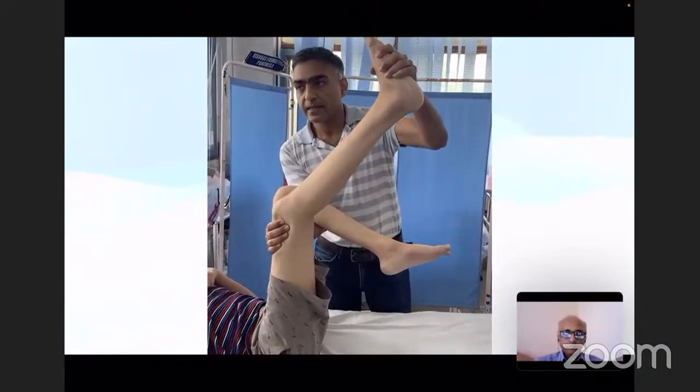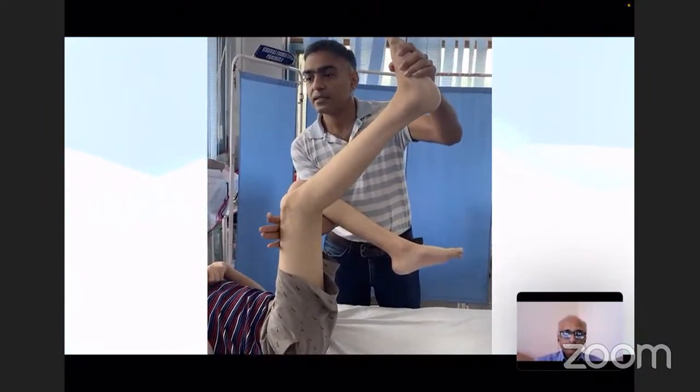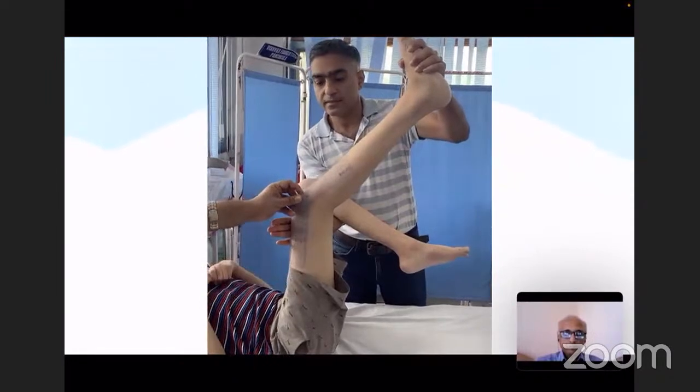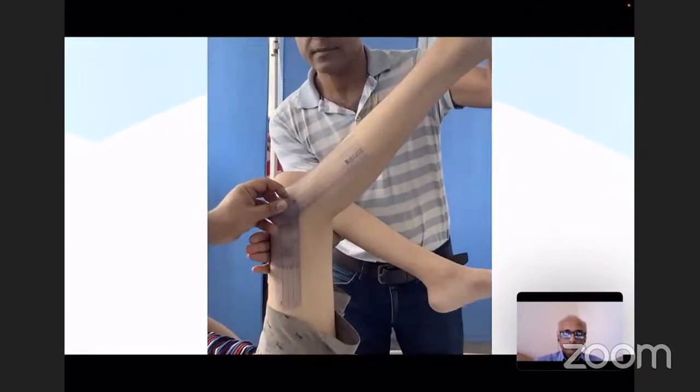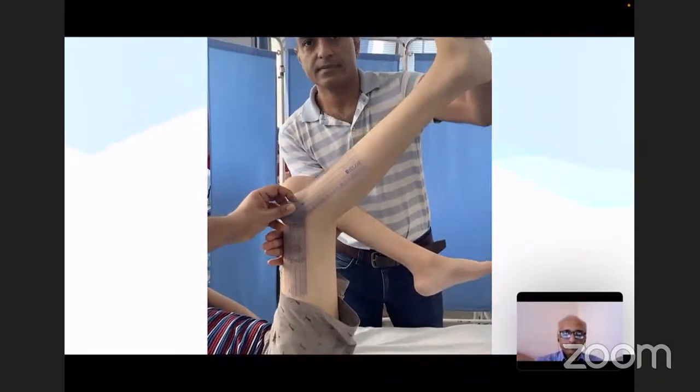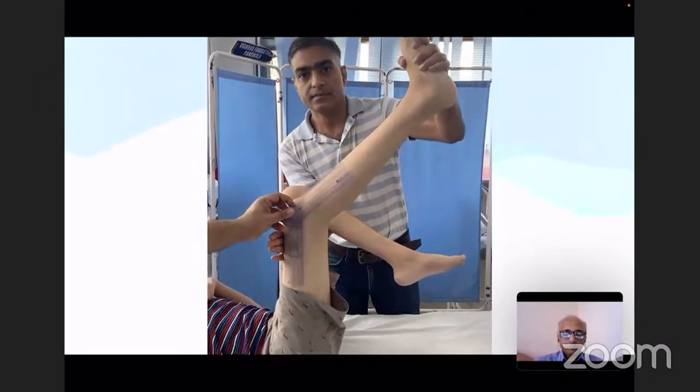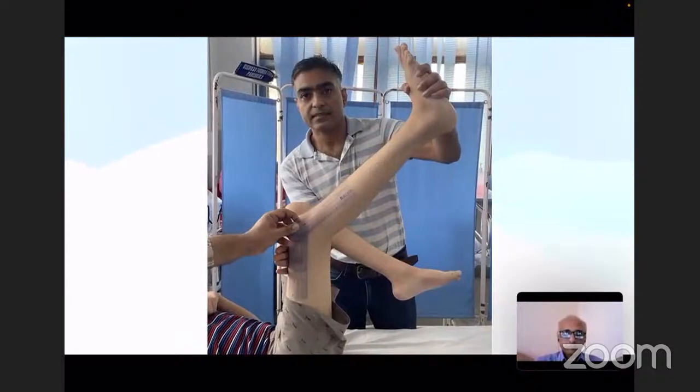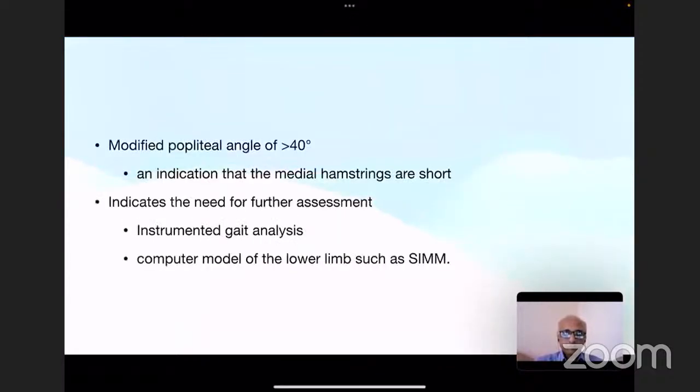maneuver. And now I ask my assistant to measure the popliteal angle. So when the opposite limb is corrected, the opposite hip is flexed, then it gives some correction to the popliteal angle. The modified popliteal angle of more than 40 degrees is an indication that the medial hamstrings are short, and it indicates the need for further assessment.